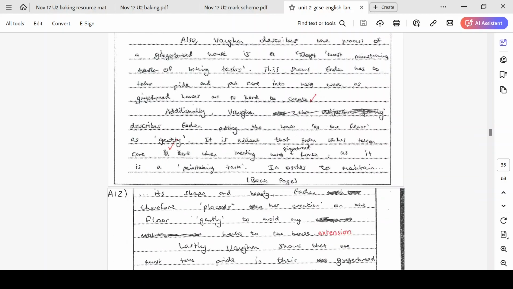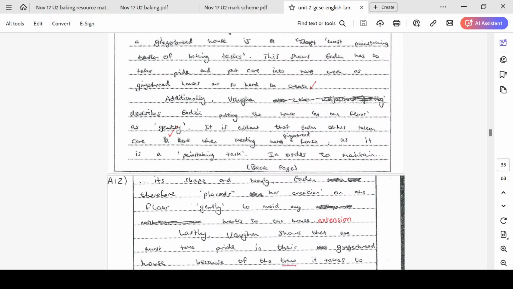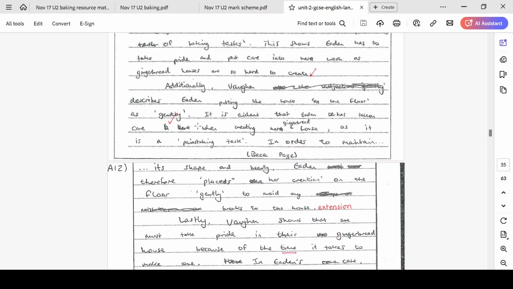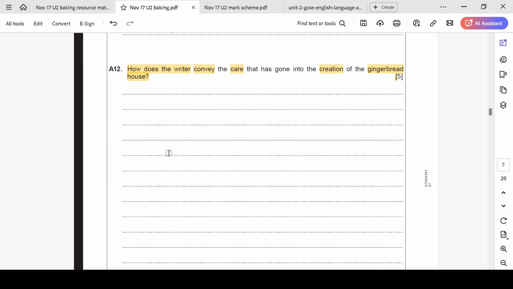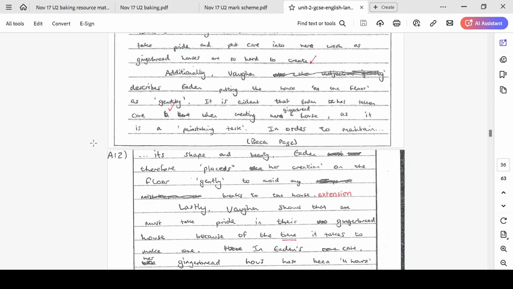So 4 or 5, hopefully fairly succinct, brief paragraphs in which you pick out a different example and you explain how your short quotation, ideally just one word, shows that she's taken care. And that's usually something that feels like it's stating the obvious, but it's necessary. If you do something gently, for example, here, it suggests that you are taking care. It feels a bit obvious to say that, but that's the sort of thing you need. I'm not going to write an answer to this one because it will take ages, but you can see what a really good one looks like, or what a pretty good one looks like, from that example there.